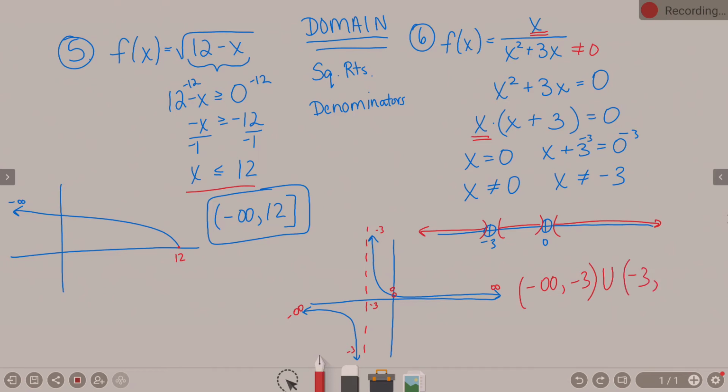If it wasn't for the hole, we would just go -3 to infinity. But because we have that hole, we have to take a break at 0. Again, it's a hole, so it doesn't touch 0, so I'm going to say parentheses, union, and then we go 0 to infinity. Okay?